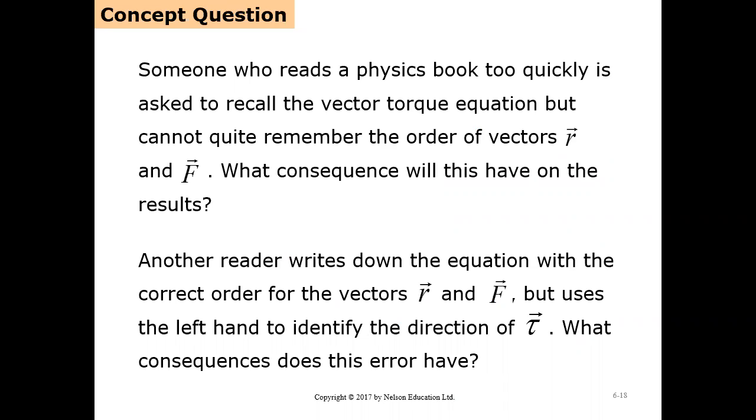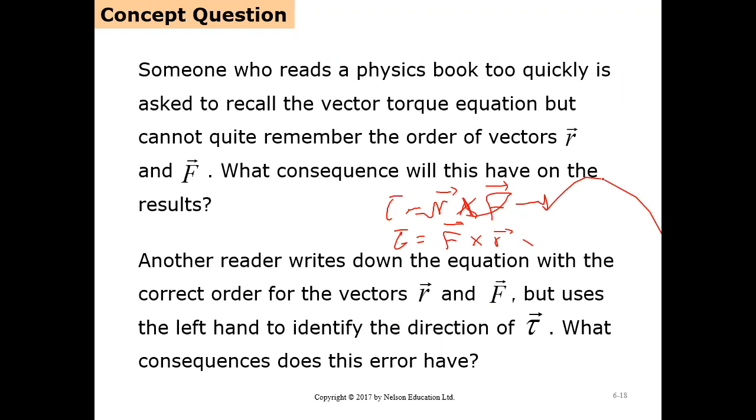Now we have a concept question which we have to take seriously. Someone who reads a physics book too quickly is asked to recall the vector torque equation, but cannot remember the order of the vectors R and F. What consequence will this have on the result? Meaning the torque, whether you write it like this or whether you write F first and R next. What is the problem with this one? This is how it is given correctly: R first and then the force.